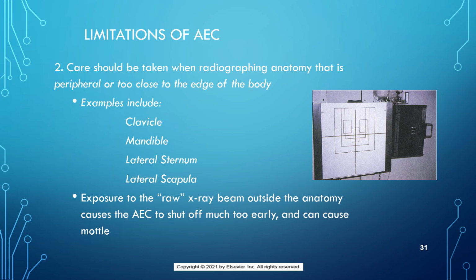So body parts that don't adequately cover these chambers probably shouldn't utilize AEC. Notable examples are the clavicle, the mandible, a lateral sternum projection, and a lateral scapular Y projection. Now, some people can do center cell scapular Y, and it looks pretty. Okay, I did that in my day. I was able to do center cell scapular Y. Okay, it really depends on your position. Do you have that deltoid muscle centered to and covering the AEC?